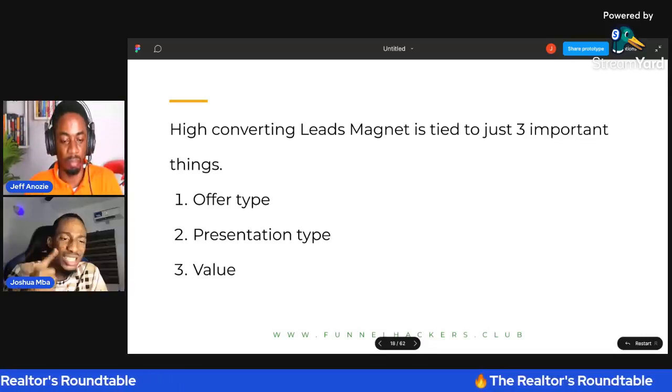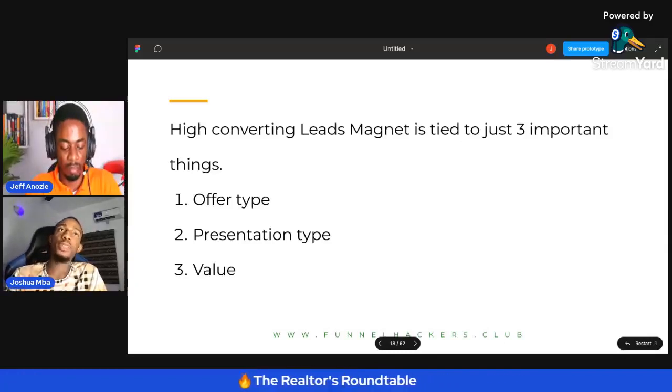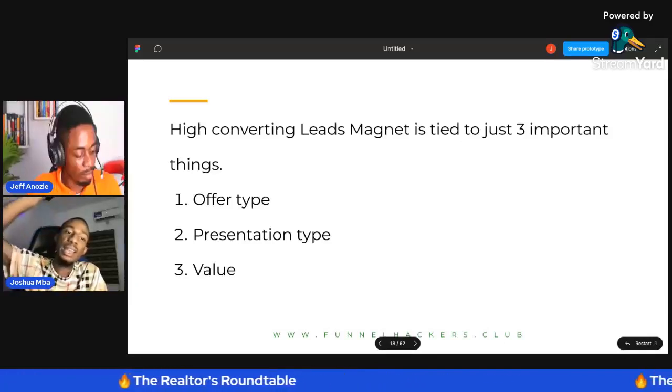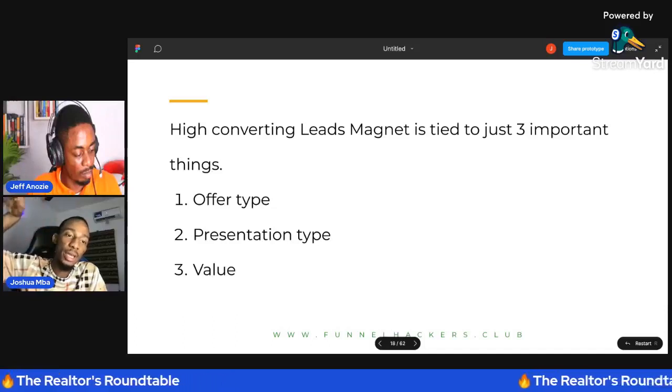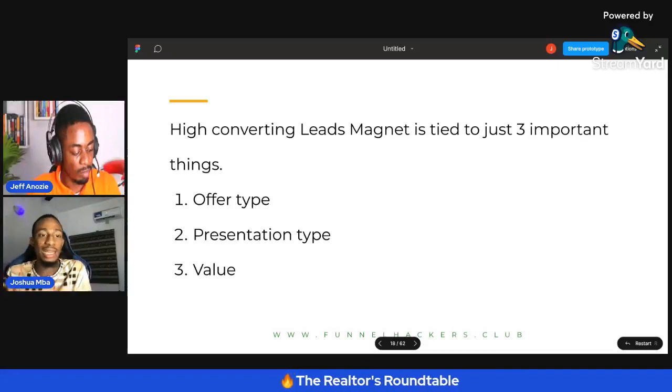But what do you give to people in exchange for their information? If I just put up a form that says, "enter your email and name here," nobody would want to do that. I can't just give you my information like that for nothing. So I have to give you something in return.